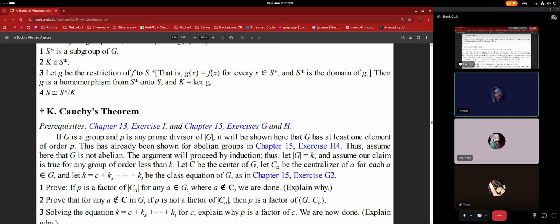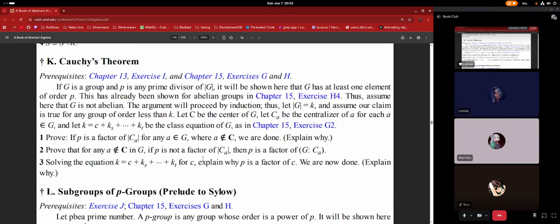We've seen this before, I think. This has already been shown for abelian groups. Assume that G is nonabelian. The argument will proceed by induction. Let the order of G be equal to K, and assume our claim is true for any group of order less than K. Let C be the center of G. Let C_A be the centralizer of A for each A in G. And let K be described by this sum, by the class equation of G. Yeah, I don't know what's going on with this exercise. Gotta be honest.